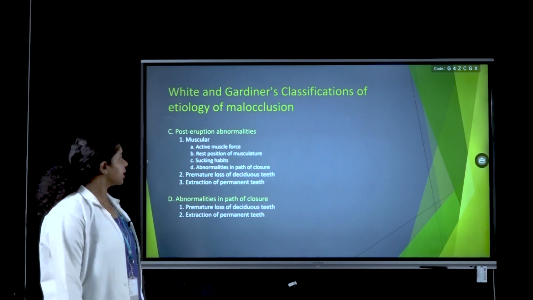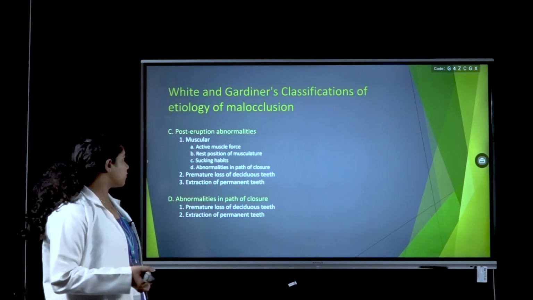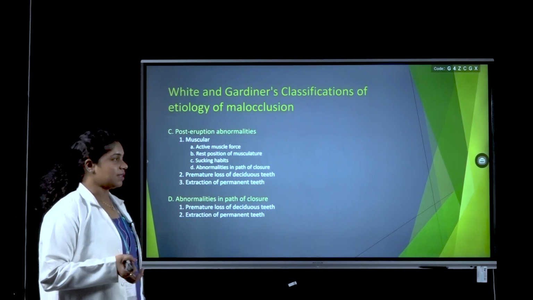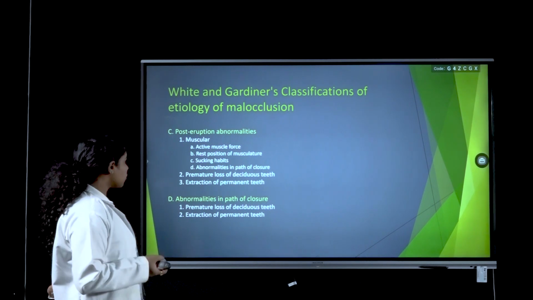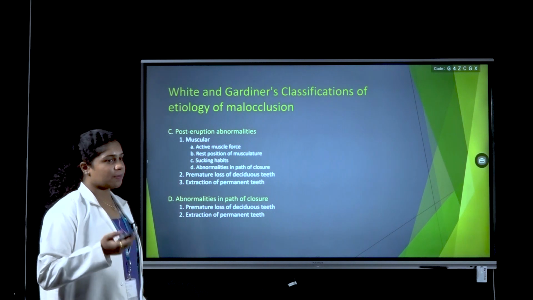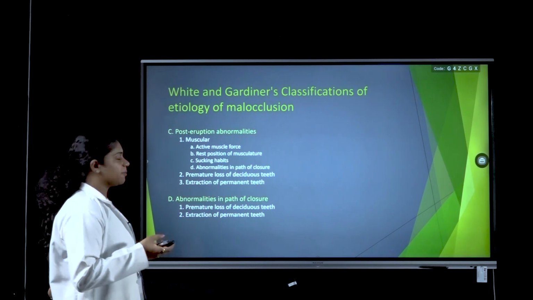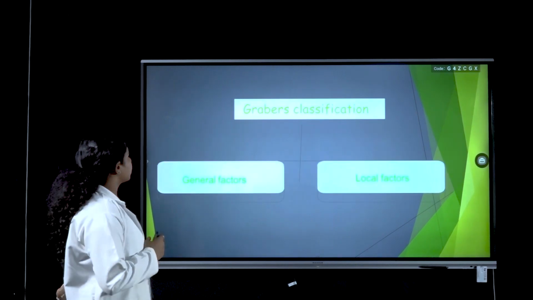Post-eruption abnormalities include muscular factors, that is active muscle force, rest position of musculature, sucking habits, and any abnormalities in the path of closure. Abnormalities in the path of closure include any premature loss of deciduous teeth or extraction of permanent teeth.